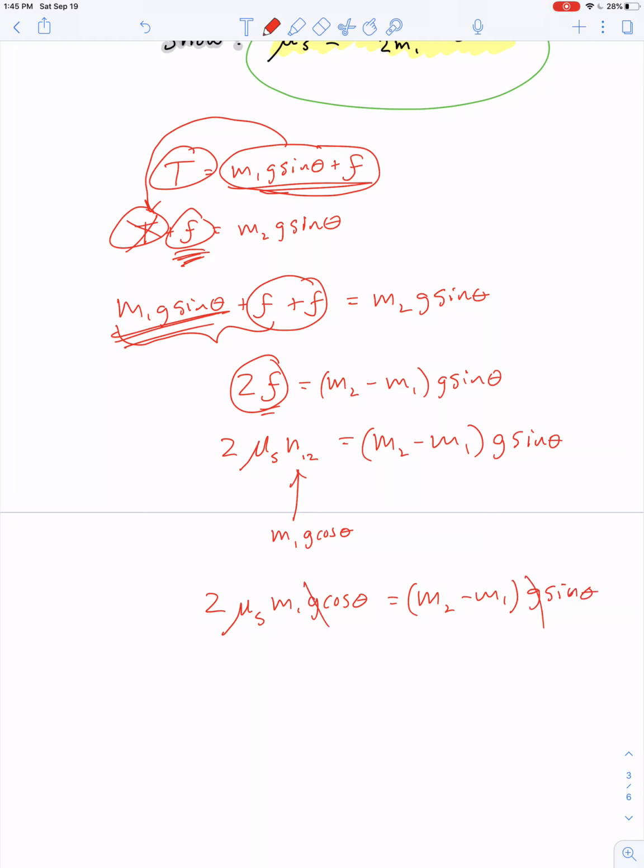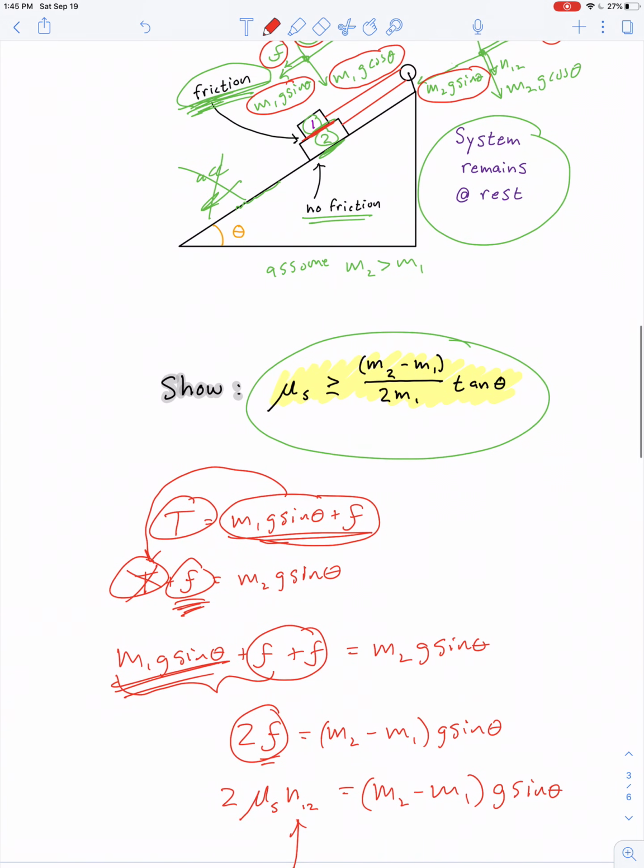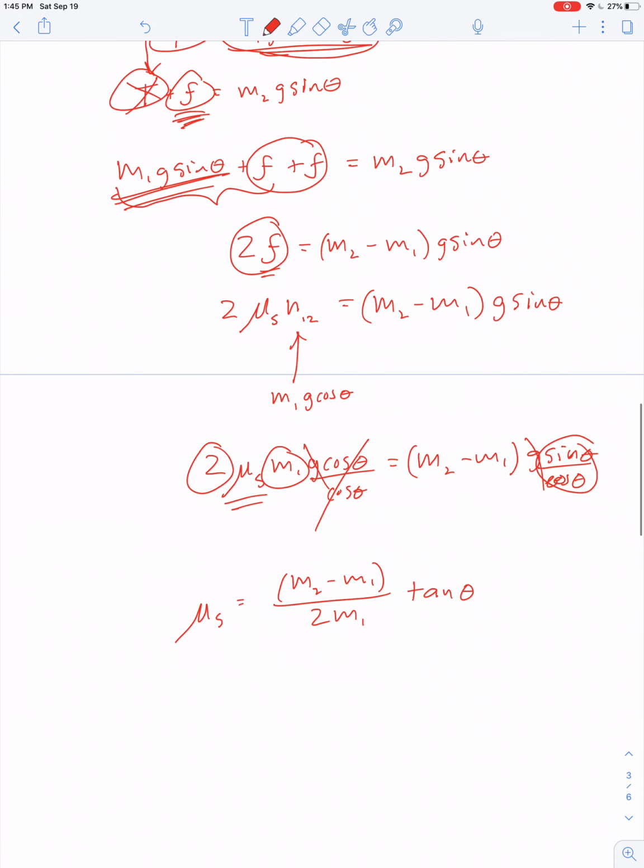The g can be canceled on both sides. If we divide both sides of the equation by cosine theta, then that cancels out and gives us a tangent theta. So when we solve for mu static, we just need to divide both sides of the equation out by 2m1. So mu static is m2 minus m1 divided by 2m1, all multiplied by tangent theta. Is that what we were trying to prove? Yeah, exactly. Now, does that seem reasonable?